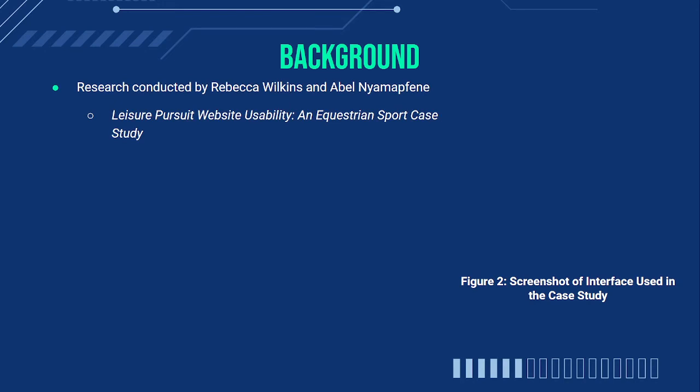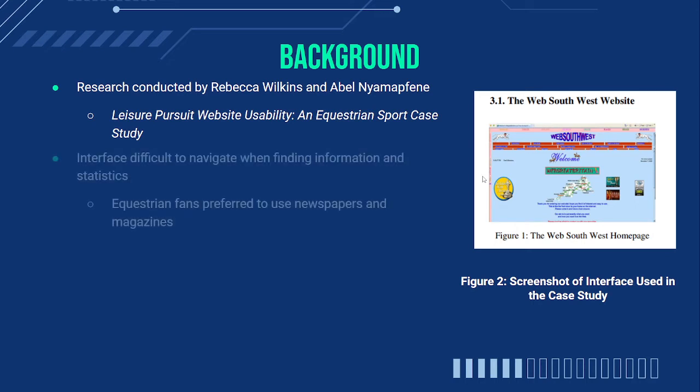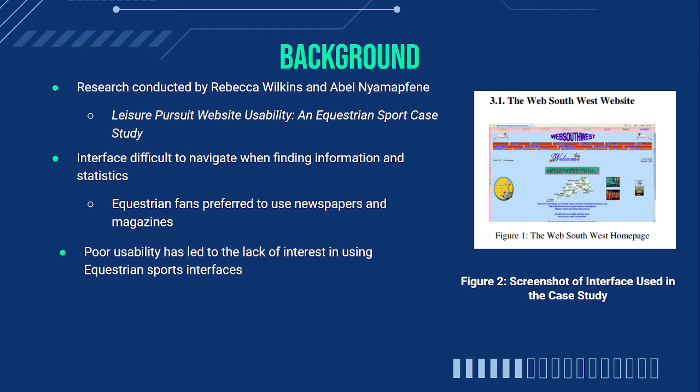This topic of usability in sports interfaces can be seen through the peer-reviewed journal An Equestrian Sport Case Study, and equestrian is just horseback riding. This case study explores the lack of popularity in the use of the equestrian interface to search for real-time scores, sporting events, and statistics. The article points out how the users found it difficult to refer to what they wanted and were confused on how to use the features and preferred other sources to retrieve their information. Poor usability of the interface led to a lack of interest in using the interface itself.